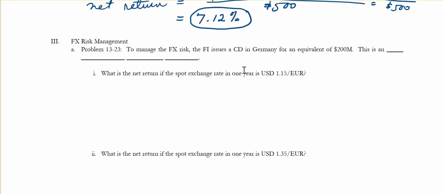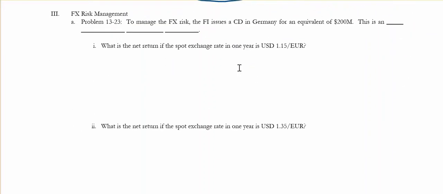So how could we manage this risk? There are two ways that we'll discuss. One way is to issue the equivalent amount of liabilities in Germany to what we're lending in Germany. This is called an on-balance sheet hedge.